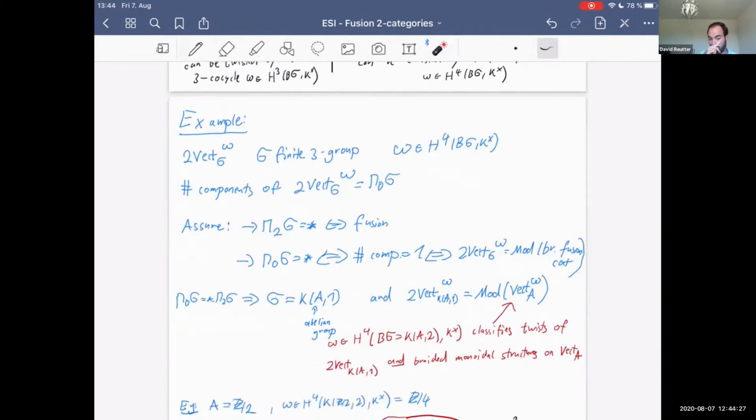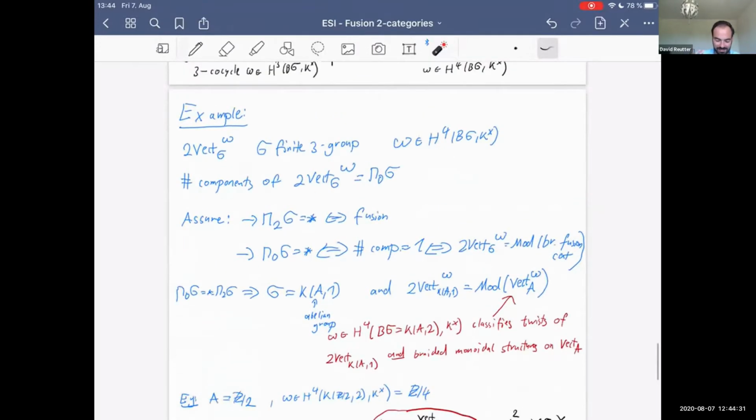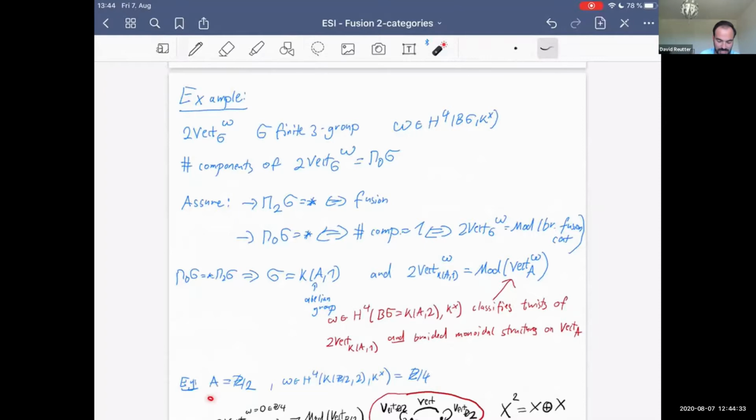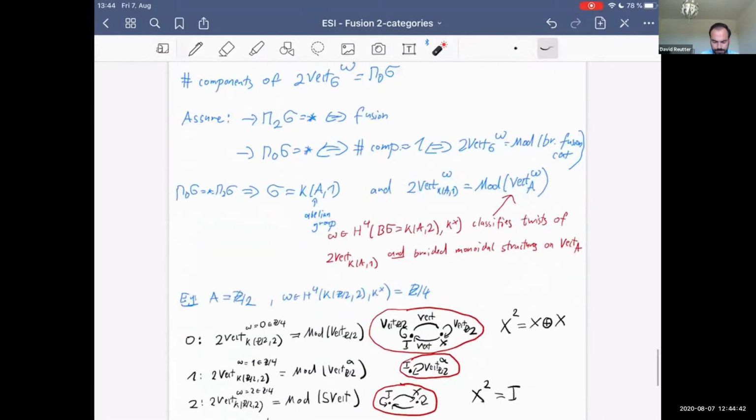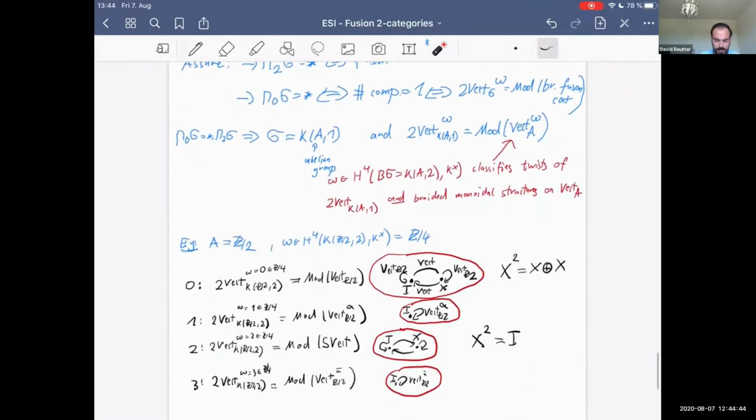And so to make it quite concrete, to again end on some picture of viscerally seeing a fusion 2-category, let's just take A to be C2. Then this fourth cohomology group, you can quite easily see is Z4. And so we have 4 different twistings that we can look at, and let's just compare them to end this talk on an example.